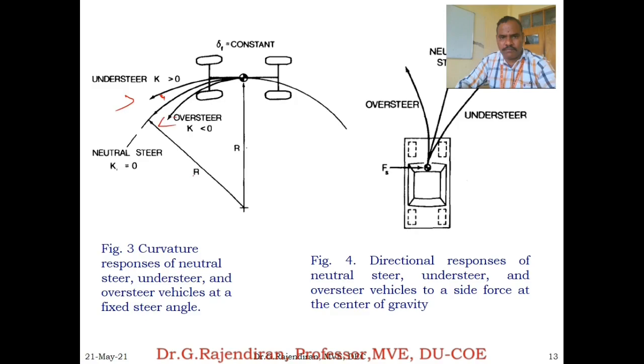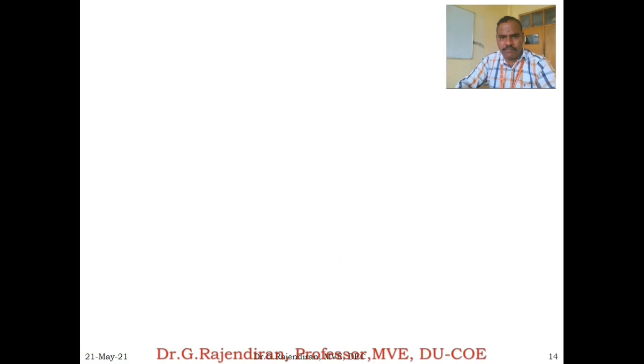And when a vehicle is moving over a straight line path, the side force is acting at the center of gravity. For a neutral steered vehicle, it moves like this. The understeered vehicle moves away from the force applied. For the oversteered vehicle, it moves towards the force applied. Correct, sir?